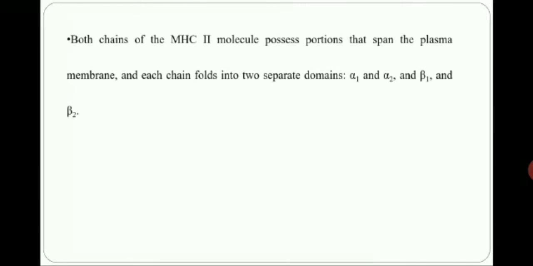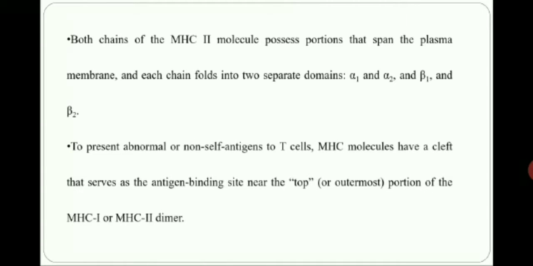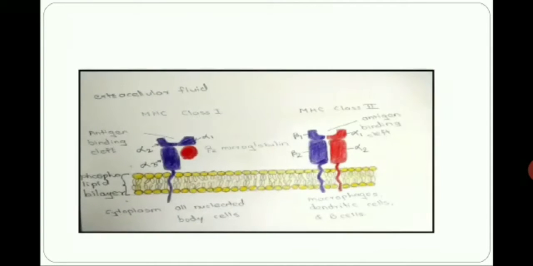Both the chains of the class 2 MHC molecule span the plasma membrane and the alpha chain is folded into two separate domains, alpha 1 and alpha 2, while the beta chain is folded into beta 1 and beta 2. For the presentation of antigen to T cells, these MHC molecules have a cleft that serves as the antigen binding site near the top portion of class 1 or class 2 MHC molecules. This is the structure of MHC class molecules.